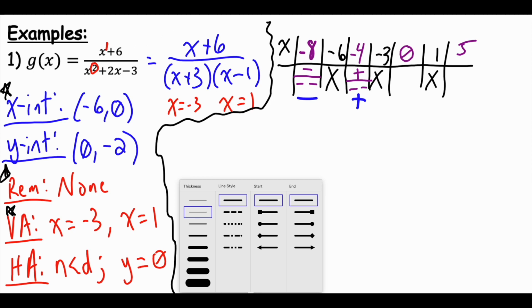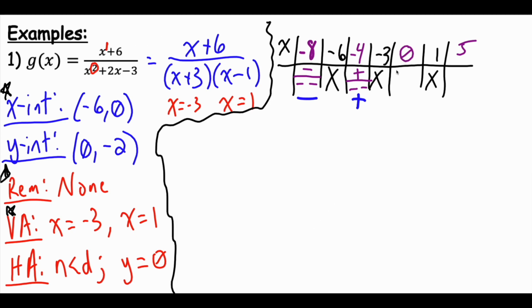Okay? For this next one here, 0, I don't have to do any work for 0 because I already did it over here, and I already know that 0 gave me a -2, so I'm just going to fill in a negative sign there. Okay? So let's get rid of this.